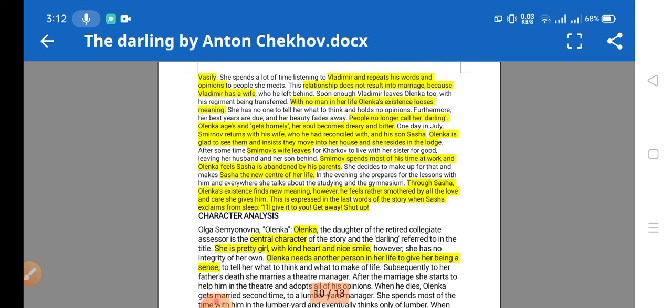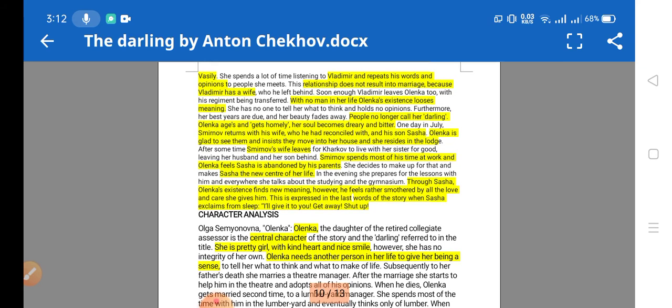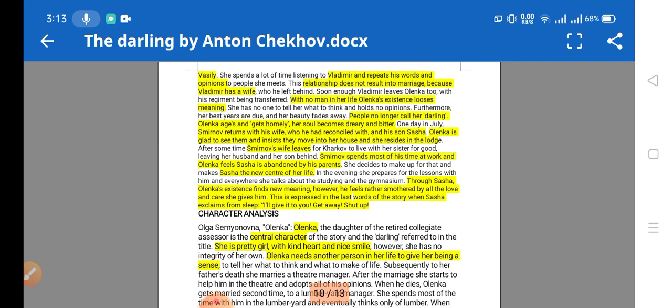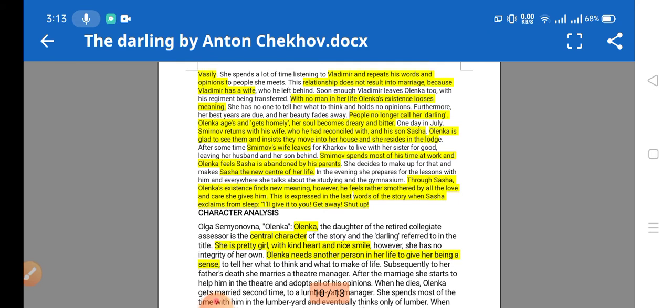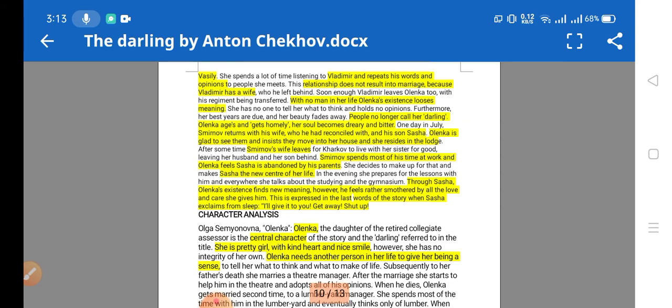Smirnov is the same as Ledema. It's a kind of title or different name for him, and he spent most of his time at work. And Olenka now gets attached to Sasha, the boy, and she takes care of him, and Sasha becomes a new center of her life. So Olenka's existence finds a new meaning.